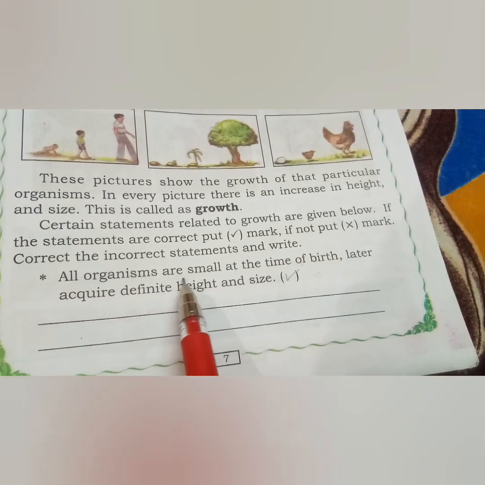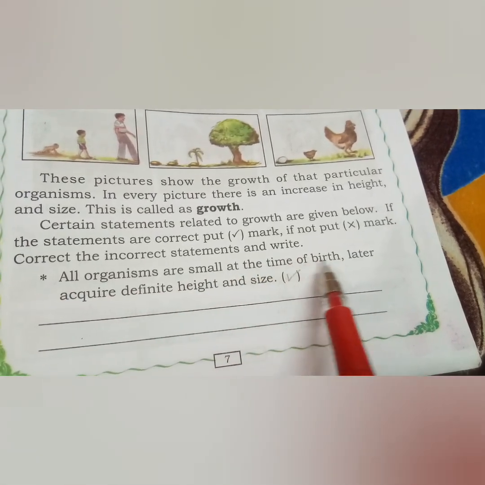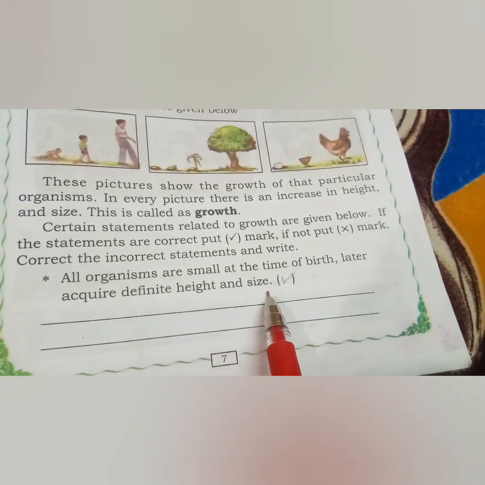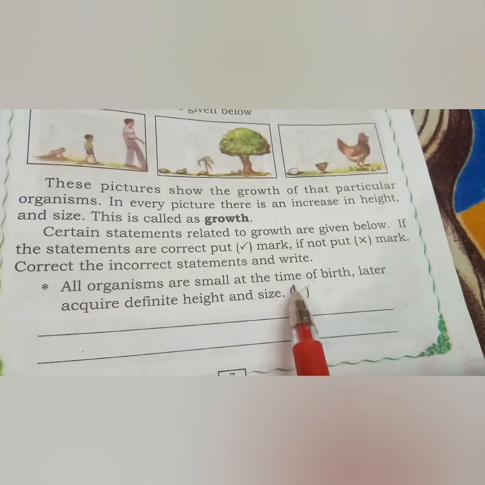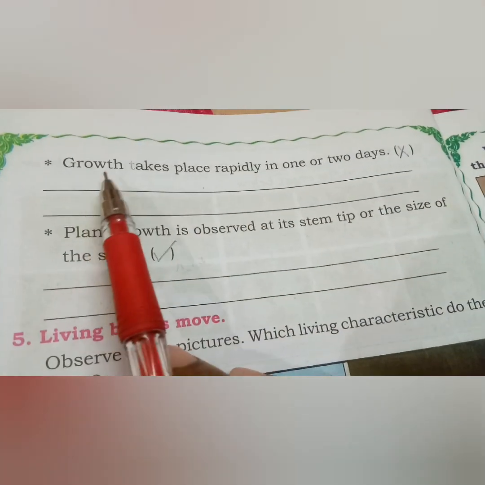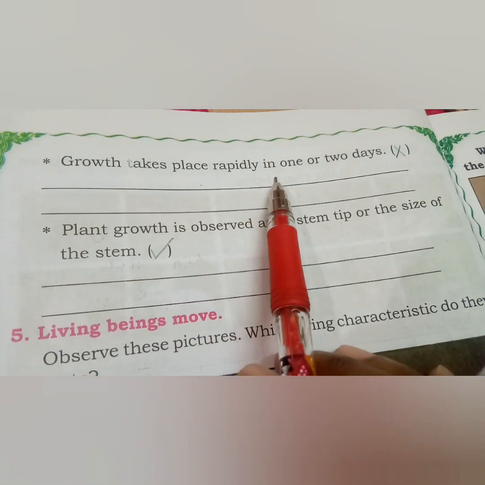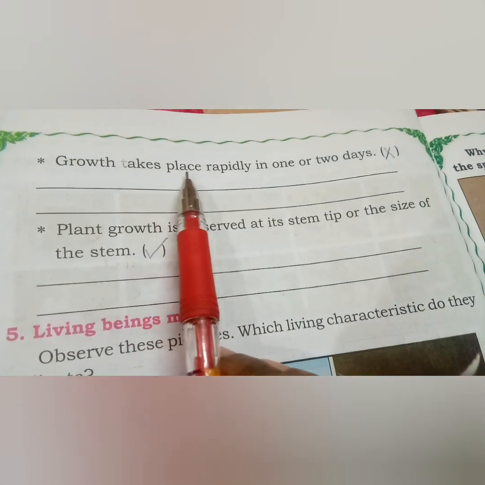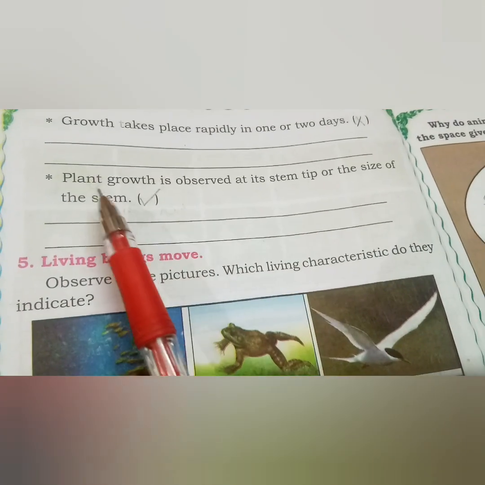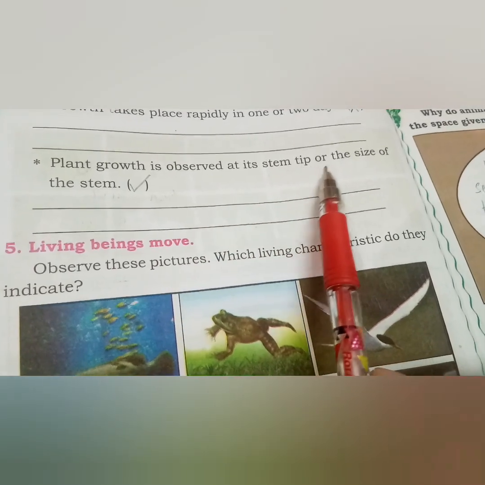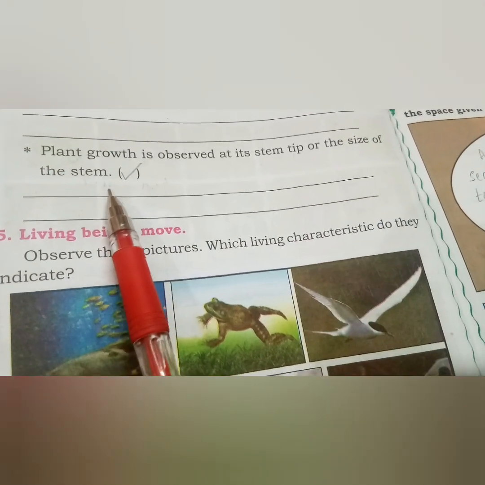All organisms are small at the time of birth. Later, they acquire definite height and size. Is it correct now, children? Yes, you have to put it as a right mark. Next, growth takes place rapidly in 1 or 2 days. It is wrong. Growth takes place slowly over many years. Okay. Plant growth is observed as an increase in the stem tip or the size of the stem.